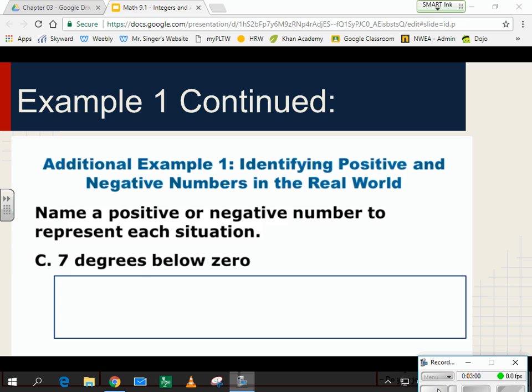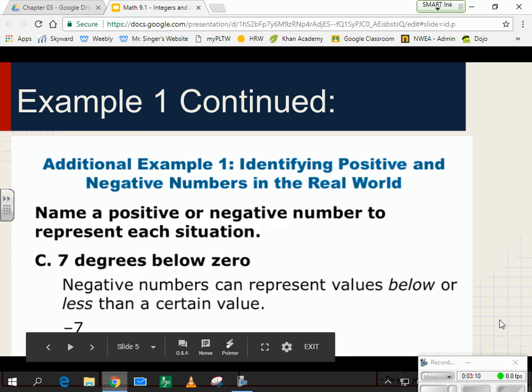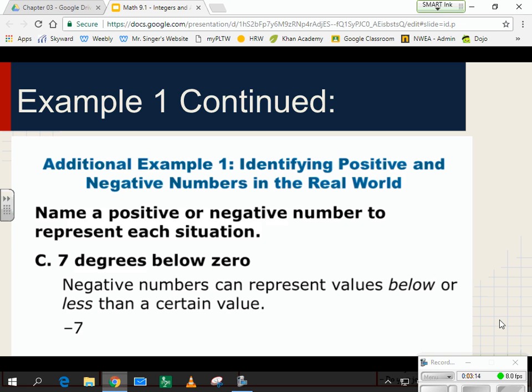Here's another example. You don't need to write down your notebook, but it says 7 degrees below 0. We're not far off from seeing those temperatures around here. 7 degrees below 0 is the same as saying negative 7. Okay, it's a negative number, and it can be represented with the symbol for subtraction, so minus 7.